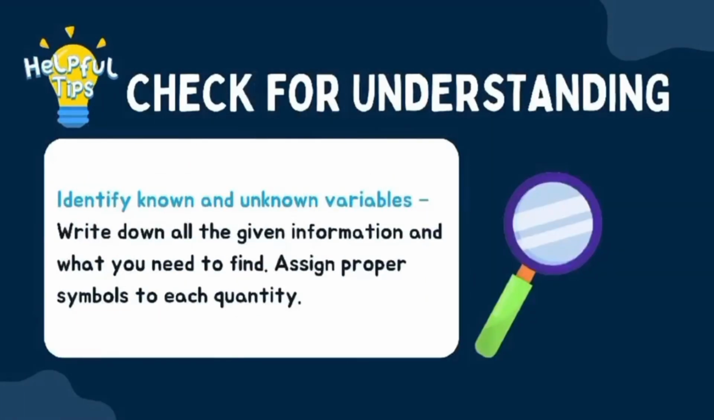Number 2, you need to identify known and unknown variables. Write down all the given information and what you need to find. Assign proper symbols to each quantity.